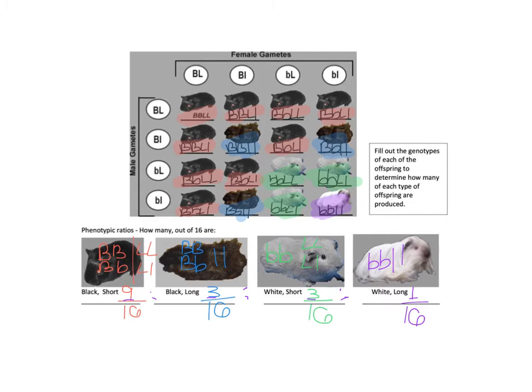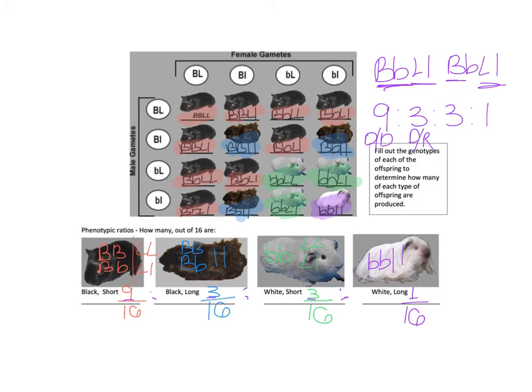In fact, here's a little trick for you. Whenever you have two parents that are heterozygous for both traits, so both parents must be heterozygous for the B's and the L's, you're always going to have that 9, 3, 3, 1 ratio. The 9 being the two dominant traits, the 3 being one dominant, one recessive, the other 3 being the other dominant, the other recessive, and the 1 being recessive, recessive. Okay? And that's how you figure out your phenotypic ratio.